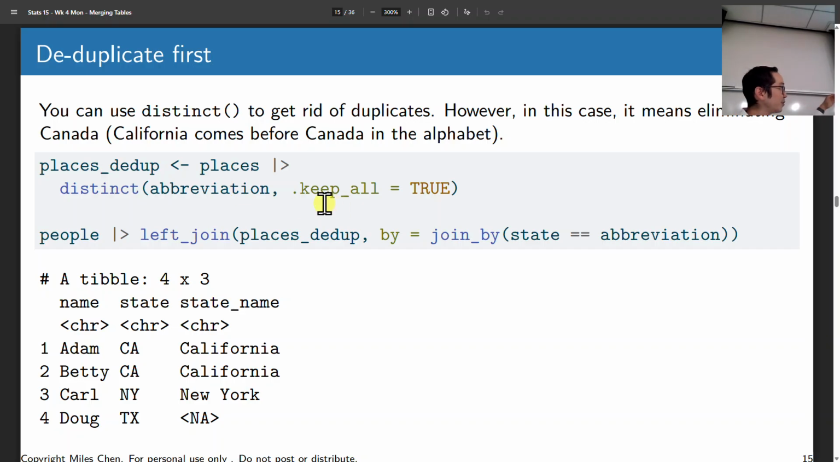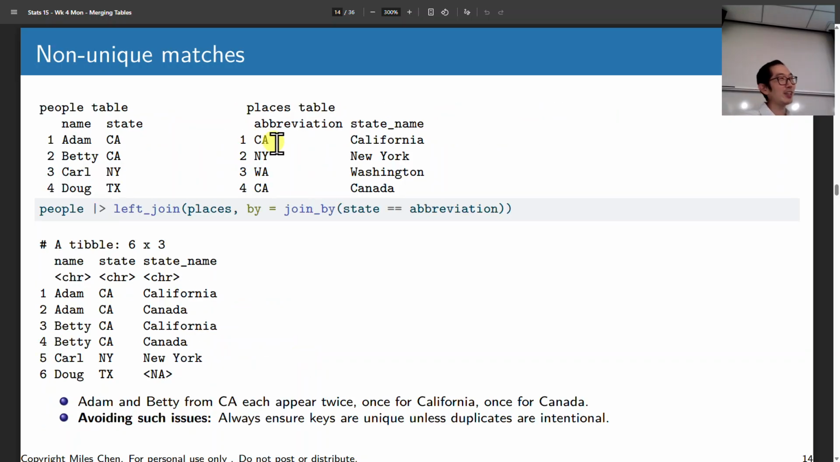Now, in the alphabet, California comes before Canada, so California ends up getting kept here. Obviously it's a problem if you actually need to have Canada. Usually, if it comes to this point in your data pipeline, something has gone seriously wrong and you blame your data engineers for setting up a bad system. If it's ambiguous, where I need California and I need Canada, but CA references both of these things, that's a problem.